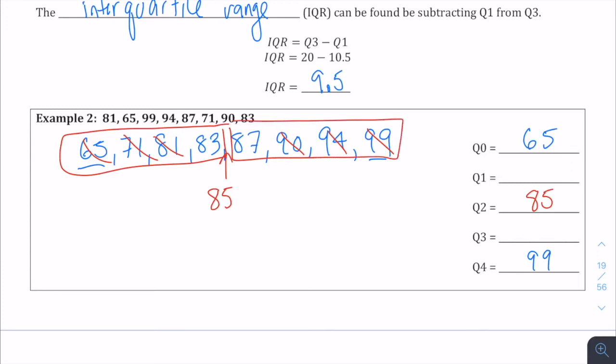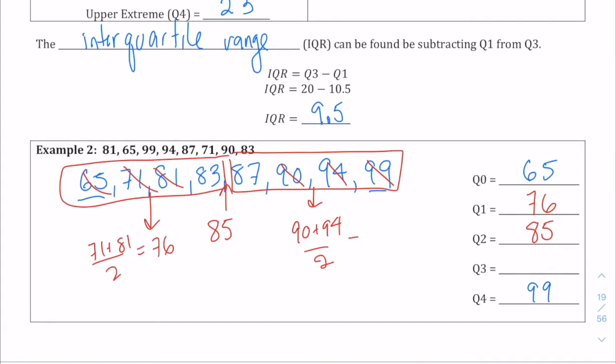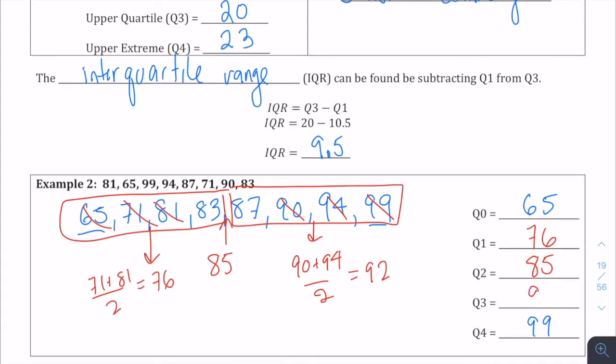So now we're going to look for in between 71 and 81 as our lower quartile. If you need that little extra step, 71 plus 81 divided by 2 will give us 76. That's Q1, or the lower quartile. And on the upper half, we have 90 plus 94 divided by 2 is 92. And that's our upper quartile. Now, this didn't provide a space for it, but we can also find the IQR, and that's found by taking our Q3, 92, minus our Q1, 76, and we get an IQR of 16.